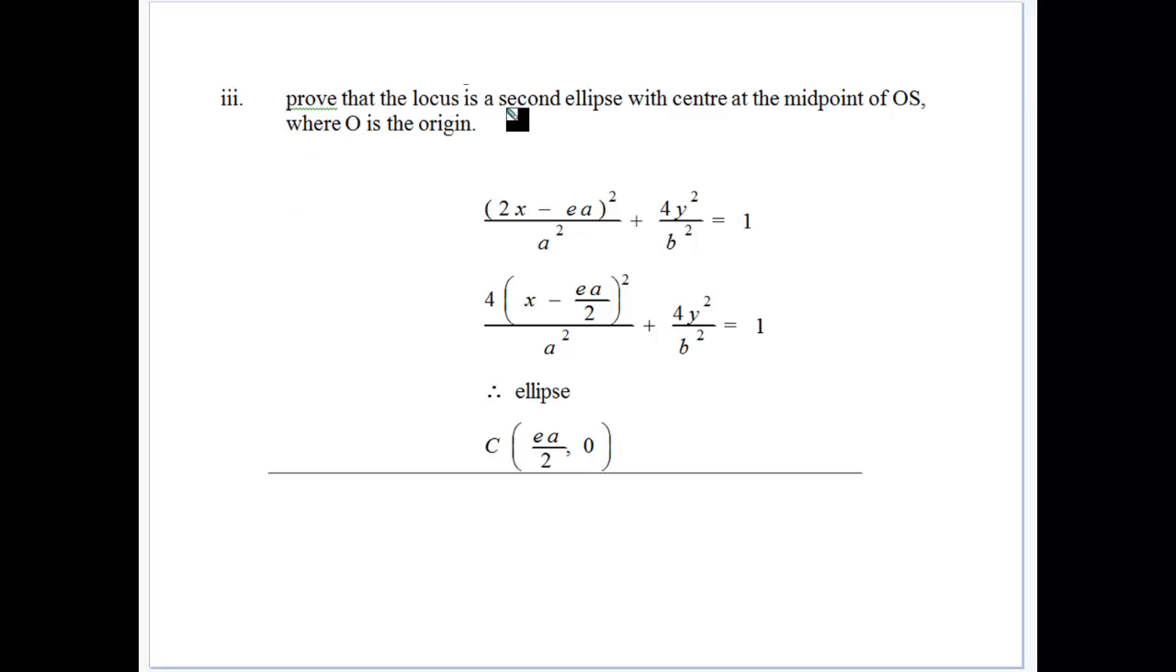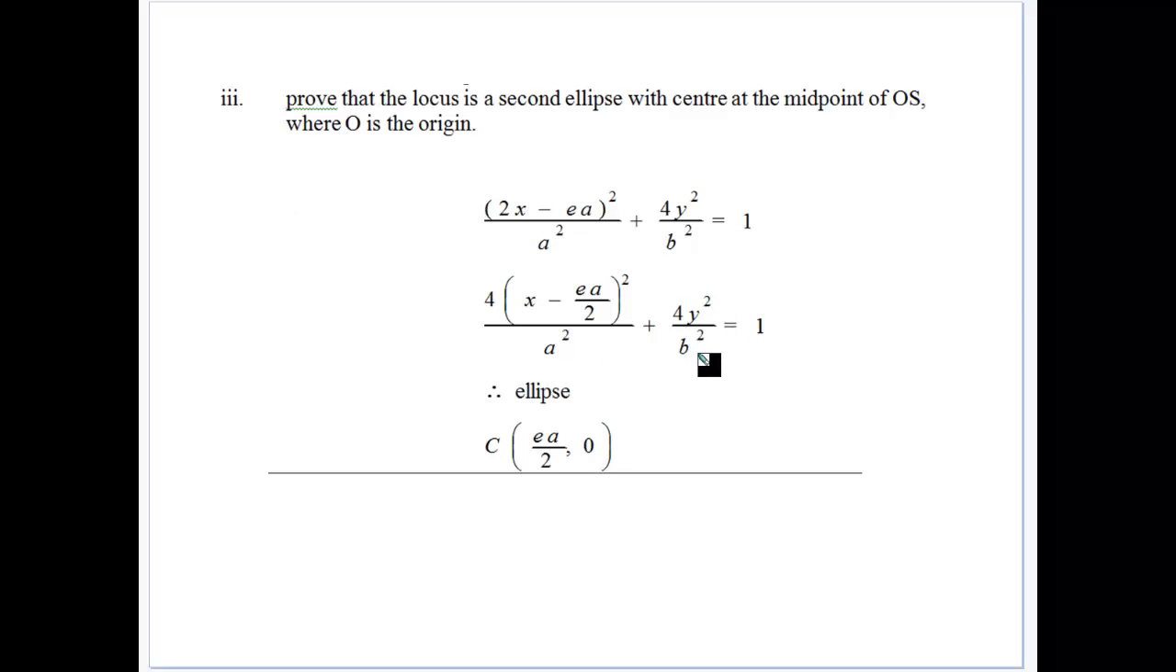And then the last part: prove that the locus is an ellipse with the center at the midpoint of OS, where O is the origin. So that just takes a bit of manipulation, and we get back to this idea where we've got (2x minus ea on 2) all squared over a squared, and 4y squared on b squared. So we manipulate so we get 4 lots of (x minus ae on 2) all squared on a squared.